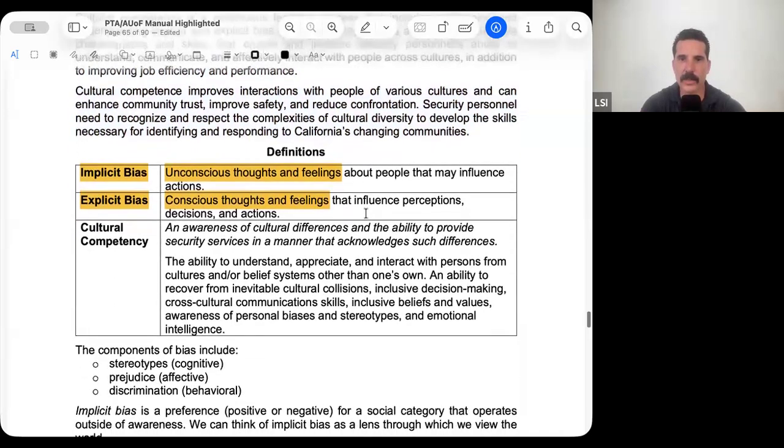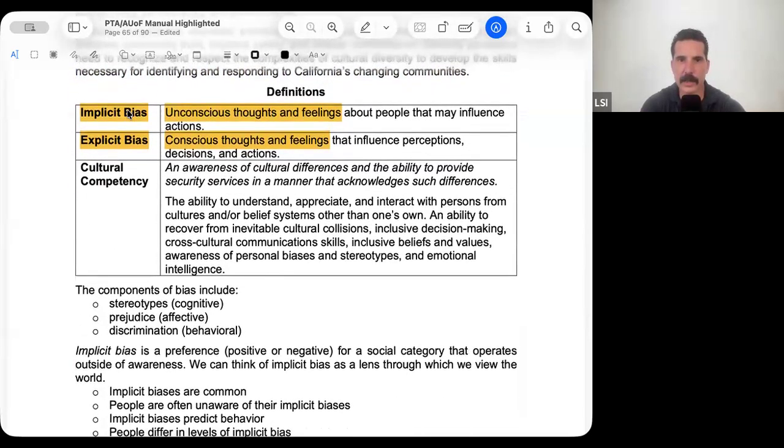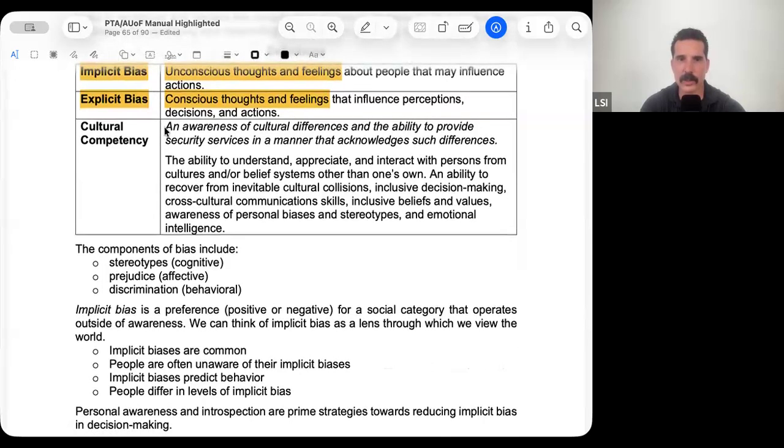All right, then it's going to go into definitions here of implicit bias and explicit bias. You need to know the difference. Implicit bias is unconscious thoughts and feelings. You want to highlight that: implicit bias, unconscious thoughts and feelings about people that may influence actions. You're also going to highlight the definition of explicit bias, conscious thoughts and feelings. Highlight that: influence perceptions, decisions, and actions. And then it goes on to explain cultural competency.